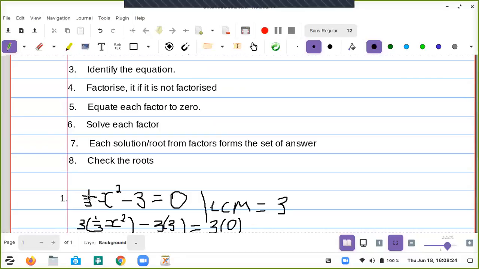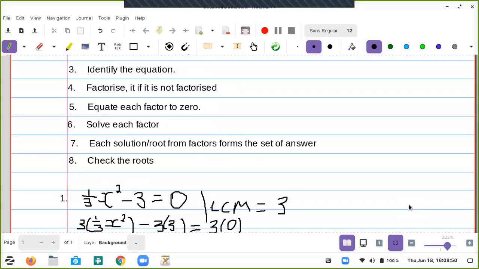1/3 is the coefficient of x squared, right? So 1/3 times 9 is 3. 3 minus 3 is 0. 0 is equal to 0. So it means my two roots are fine. In this case, I've just done the checking without substituting it and showing it on the paper or on my script, right? So it's very, very important to avoid mistakes.